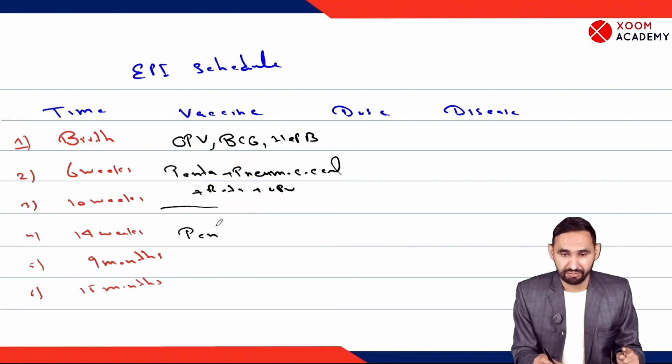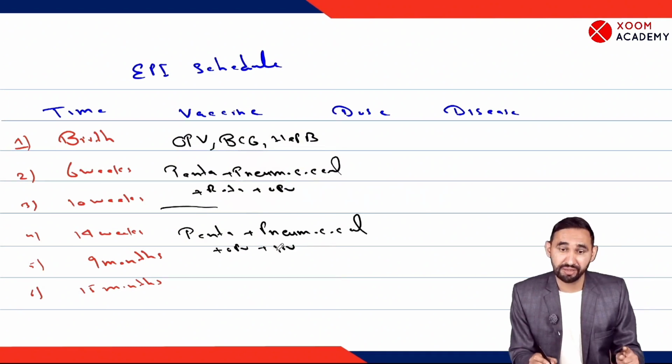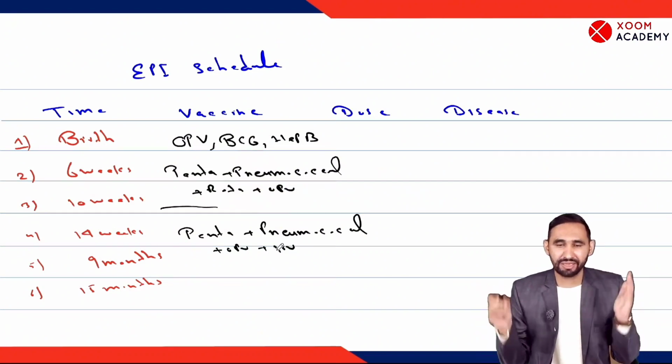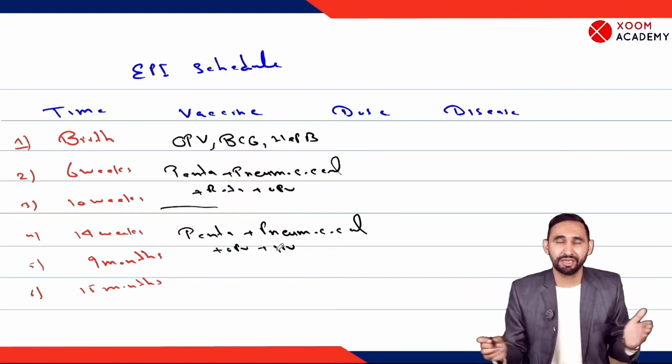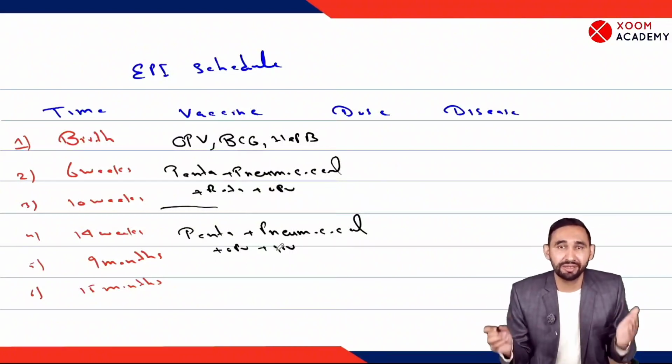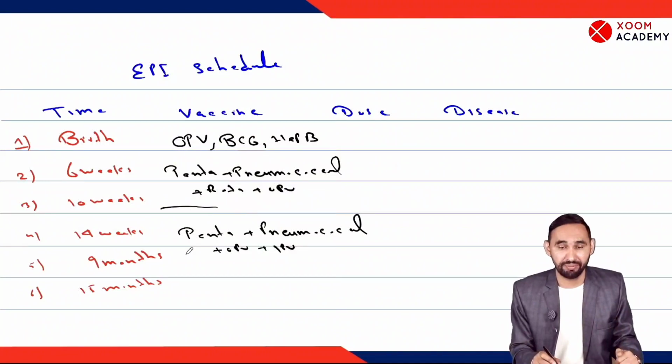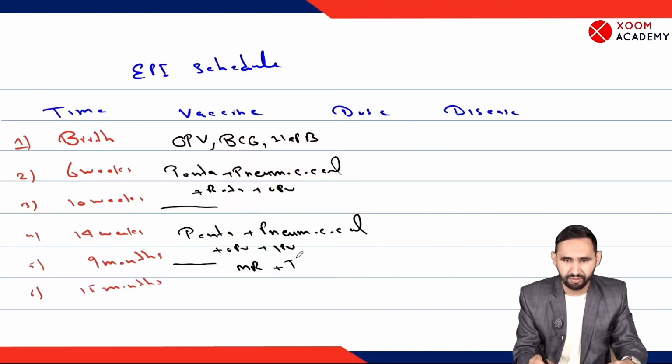We give penta, we give pneumococcal, we give OPV and IPV, inactivated polio vaccine, because the WHO elimination program suggests that we should change our vaccination from OPV to IPV to reduce the incidence of vaccine-derived polio virus. That's why it is included in EPI. Typhoid vaccine is also included at the age of 9 months, plus OPV. At the age of 15 months, measles and rubella vaccine is repeated.